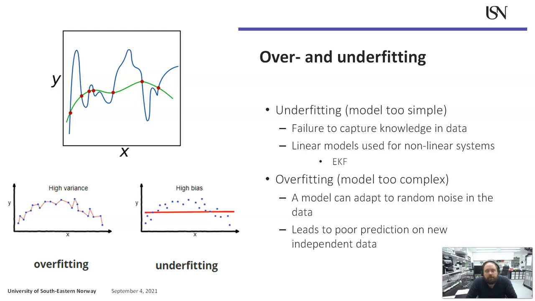And if you have a model which learns to predict those random changes and then expects to see the same random changes in new data when you want to use your model to actually predict something, that leads to poor prediction behavior on this new independent data. This is a typical situation where you will see a high variance in your prediction errors.